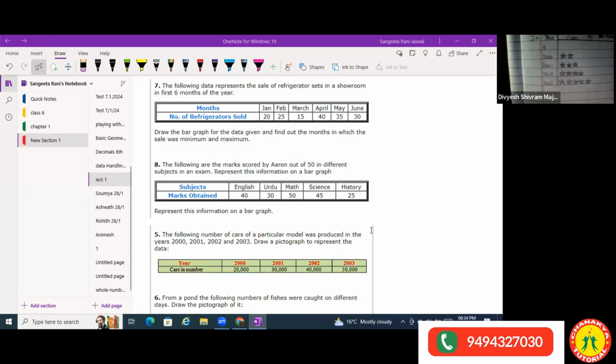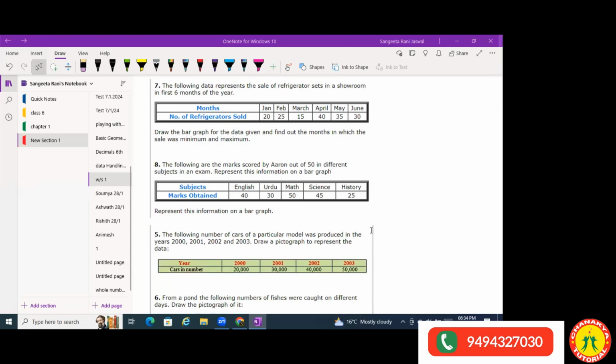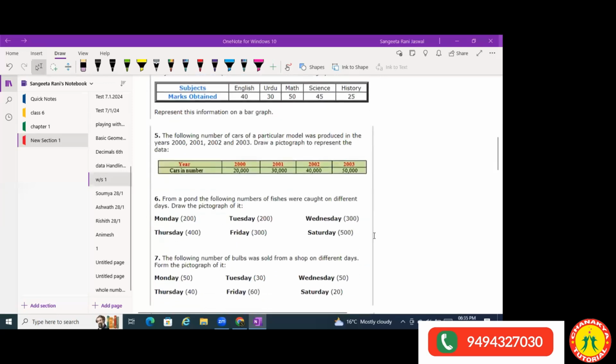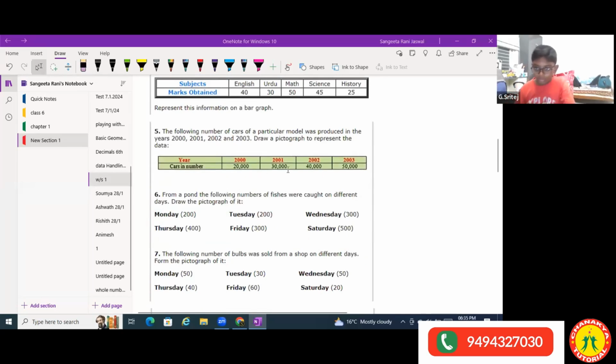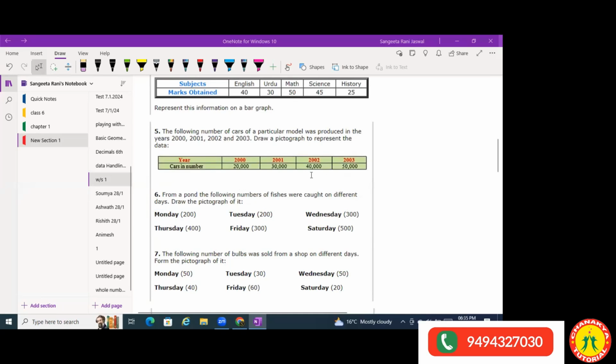Ma'am, can you see mine? Yes, good. Okay, children, now how do you decide what you have to take as one picture equal to how much? Simple, by seeing the table it comes, but sometimes it doesn't. Otherwise, you should find the HCF, the highest common factor, of these: 20,000, 30,000, 40,000, 50,000. You must take the HCF of that. Even for finding the scale, you can check with the HCF. What scale do you need to take? One unit length is how much?